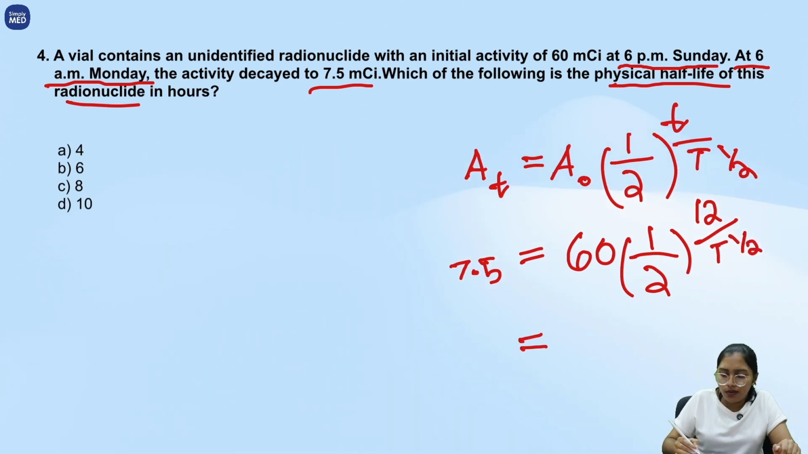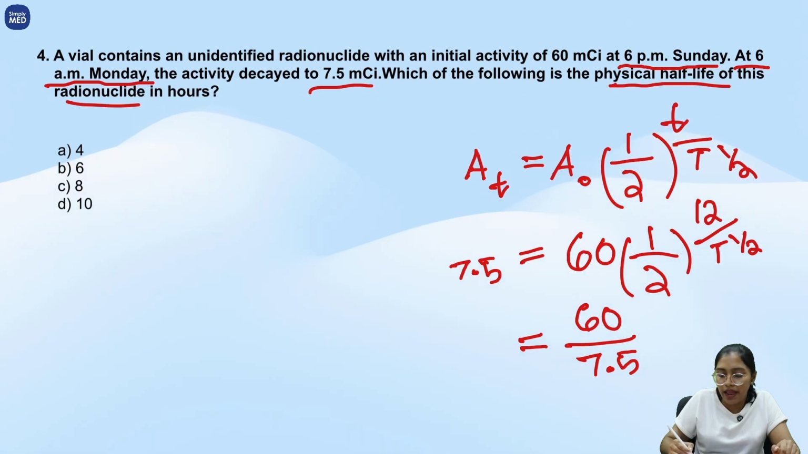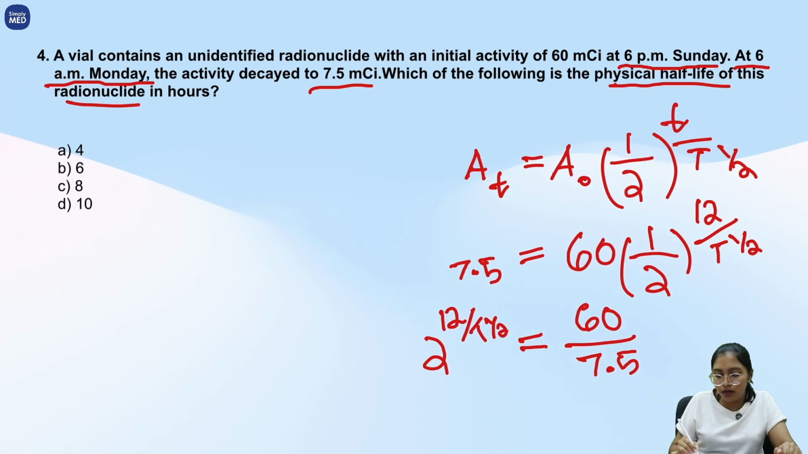In order to solve this equation, we can just rearrange it. We can bring the 7.5 to this side, so it will go as the denominator. So 60 by 7.5 is equal to 1 by 2 to the power of 12 by t half taken to the other side. It is a fraction, so it will flip: 1 by 2 will become 2 by 1. So 2 raised to 12 by t half is equal to 60 by 7.5. Now 60 by 7.5 is equal to 8.